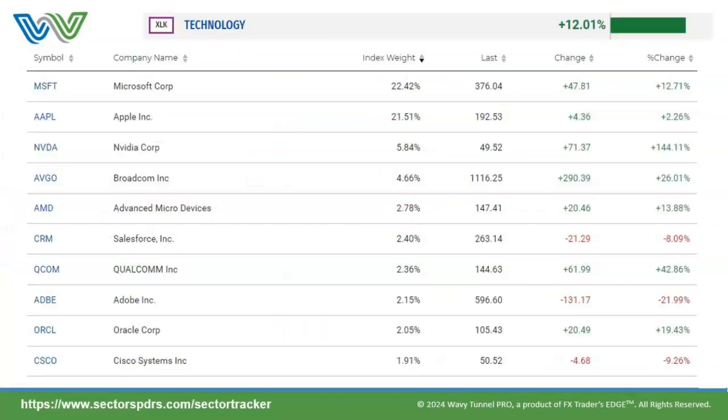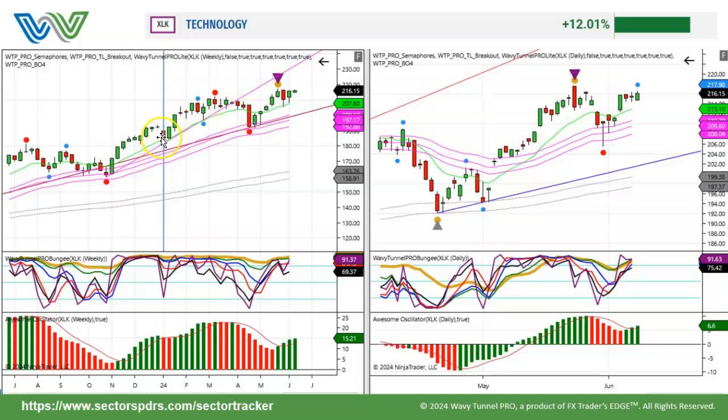Why don't we take a look at technology, which is the second best performing ETF year to date, up 12.01%. And Microsoft is the biggest holding in technology, followed by Apple. So we're going to take a look at XLK and Microsoft. We're going to look at the market map and see how this compares to the other 2 ETFs we were looking at. The start of the year is right over here. So yes, we can see how we've made some gains.